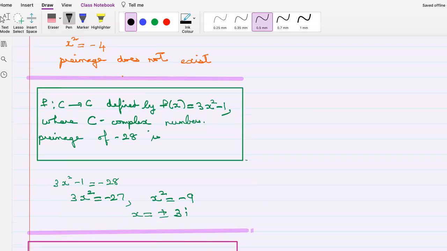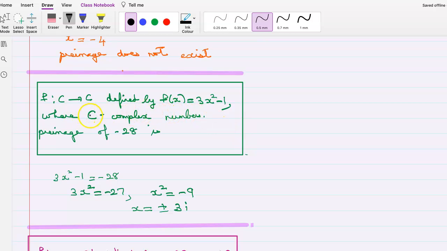Now, next question, f is a function from C to C defined by f(x) equal to 3x squared minus 1, where C is the set of complex numbers. Find the pre-image of -28. So what do we need to do? We need to find x such that f(x) is -28. So 3x squared minus 1 is -28. So solving we get x squared equal to -9. So x equal to plus or minus 3i.